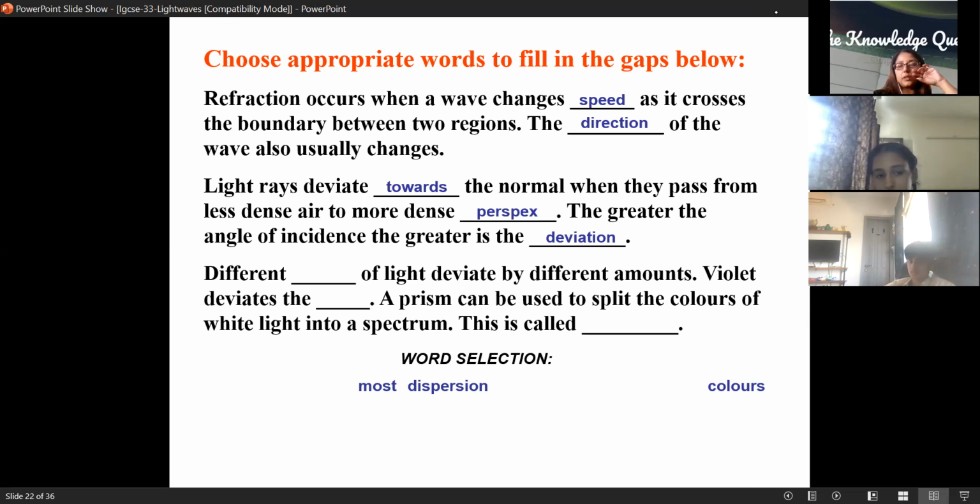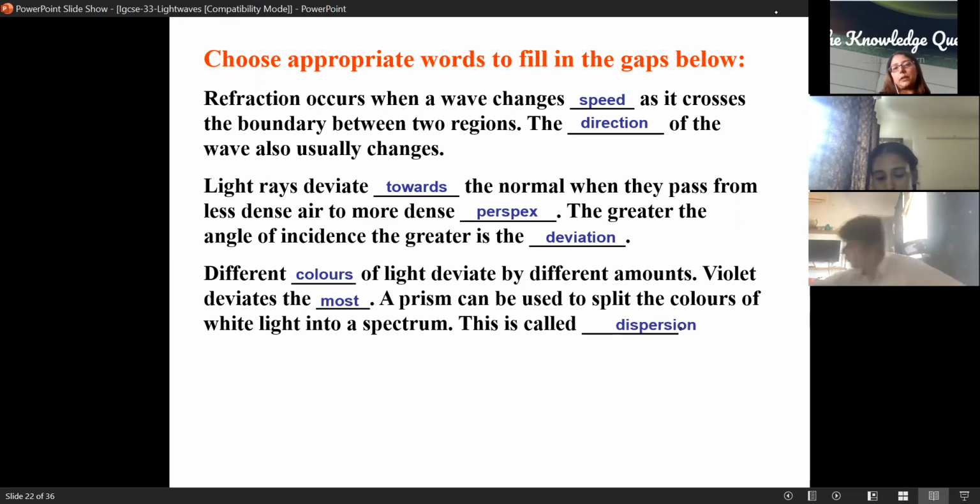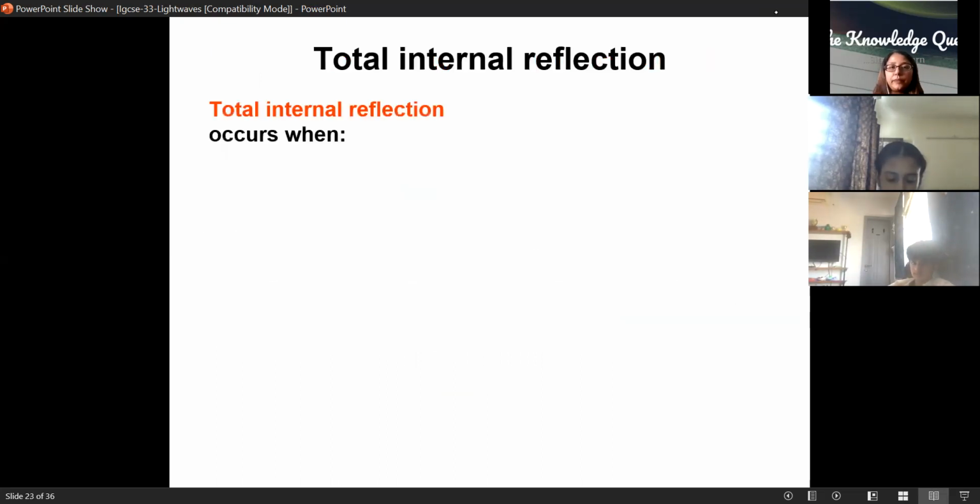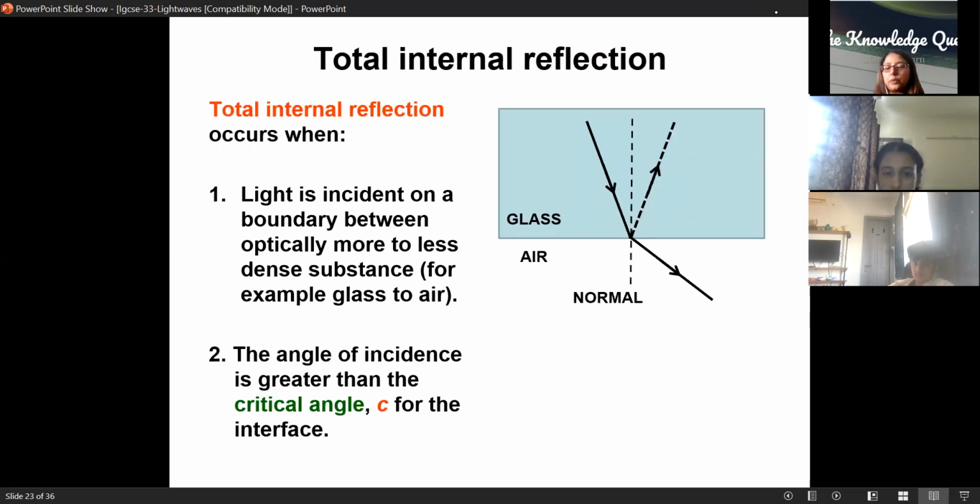Trisha: Different colors of light deviate by different amounts. Violet deviates the most. Continue, Shamik. A prism can be used to split the colors of white light into a spectrum. This is called dispersion. The phenomenon is dispersion, and the thing that you get out of the prism is the spectrum of light. Now, this is a very important concept.